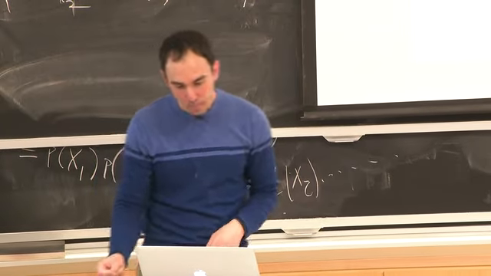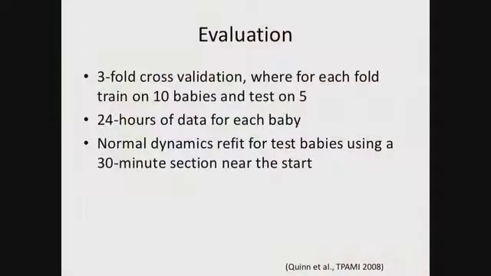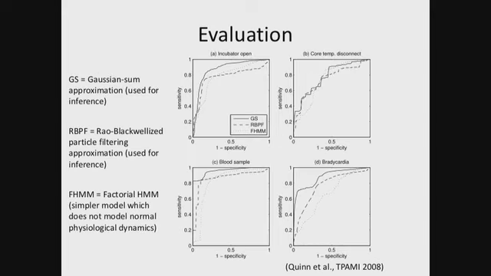So in this paper, their evaluation did a little bit of fine-tuning for each baby. In particular, they assumed that the first 30 minutes near the start consists of normal dynamics, so there are no artifacts. That's, of course, a big assumption, but they use that to fine-tune the dynamic model for each baby for themselves. And then they looked at the ability to identify artifactual processes.